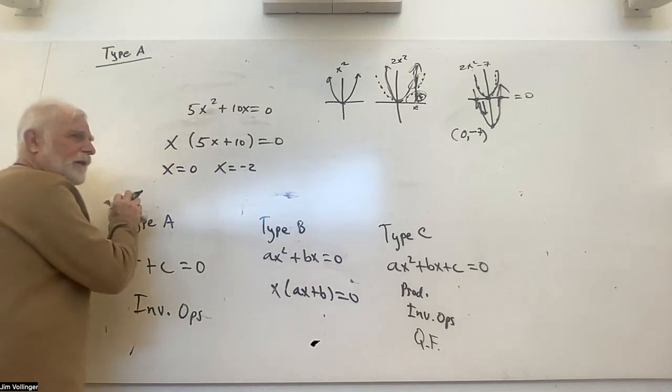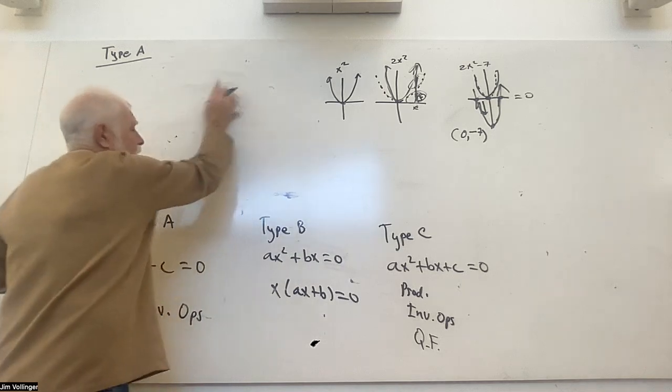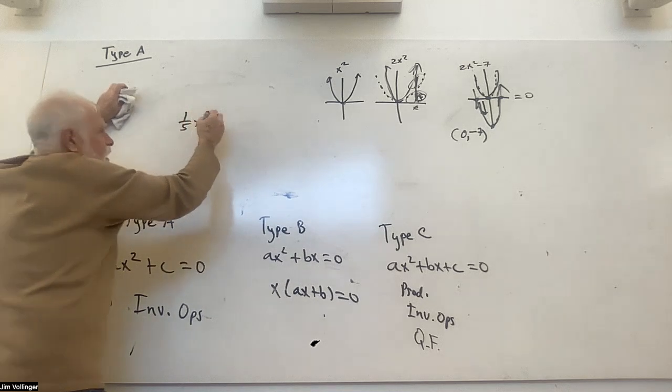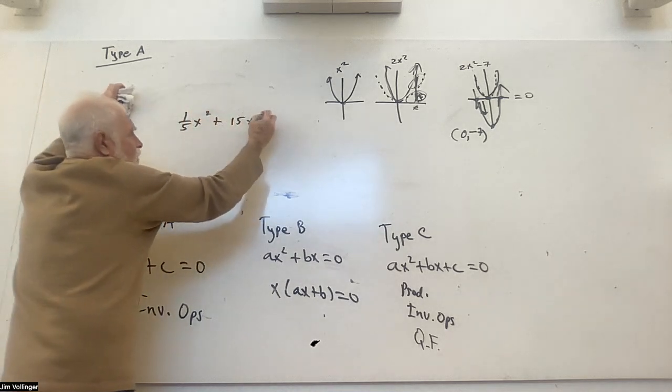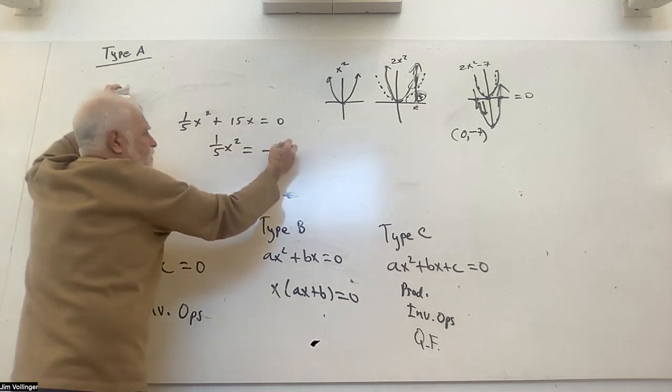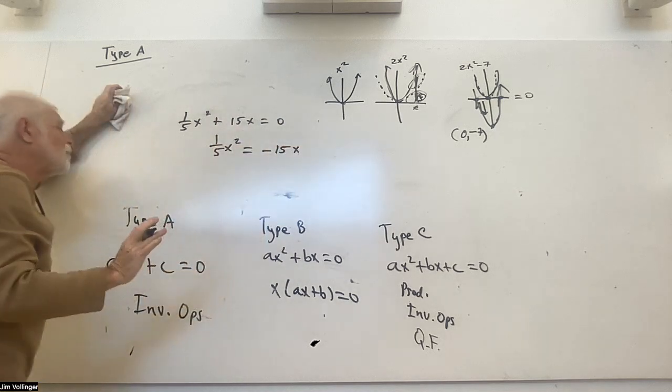All right, so 1/5 x squared plus 15x. And since I got myself in trouble here, I'm going to do 1/5 x squared equals minus 15x, and I'm going to look for the actual points of intersection.